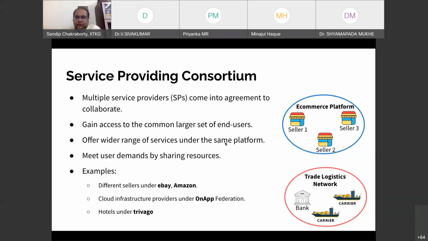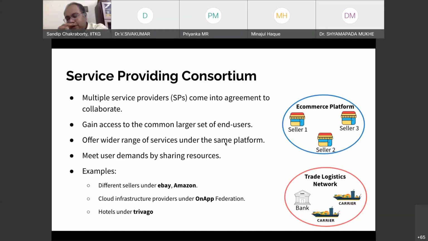Good. So the examples are like the different sellers under eBay and Amazon. In eBay and Amazon, this kind of thing is common, that when one seller doesn't have the product with him or her, they actually buy it from another seller and then sell it to the customer. Similarly, hotels under Trivago. So they come to such an agreement and form a network.